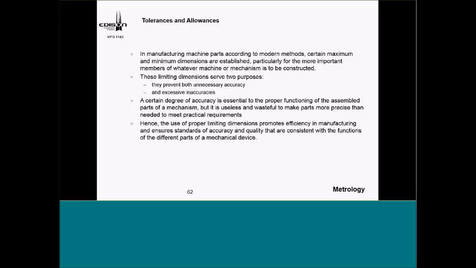Okay. And then, again, when we look at these manufacturing machine parts, according to the methods, we're looking at the minimum dimensions established. More important, members of whatsoever machine or mechanism is to be constructed, and then we have limiting dimensions for purposes to prevent both unnecessary accuracy and excessive inaccuracies. And a certain degree of accuracy is essential for proper functioning of the assembled parts of the mechanism. And then proper limiting dimension promotes efficiency in the manufacturing, and ensures the standards of accuracy and quality that are consistent with the functions of different parts of the mechanical device.